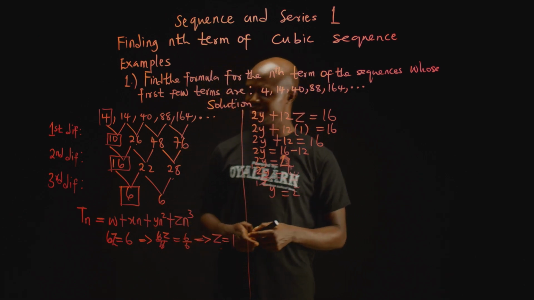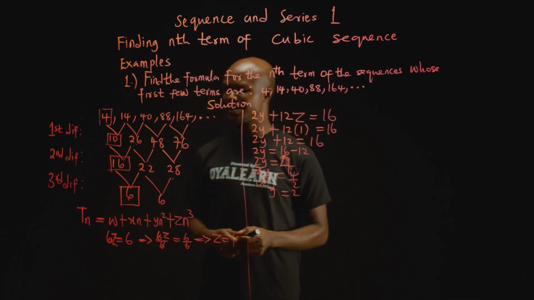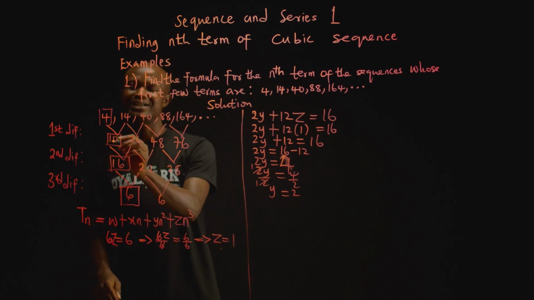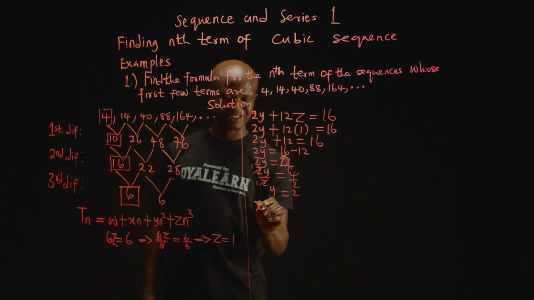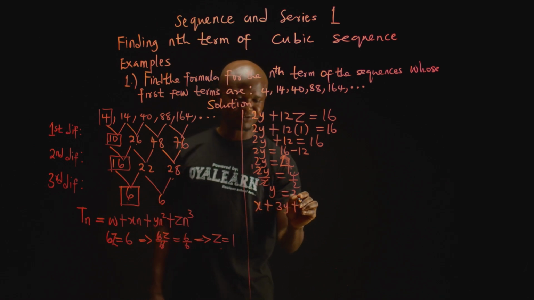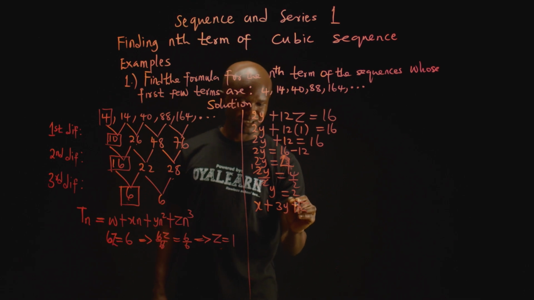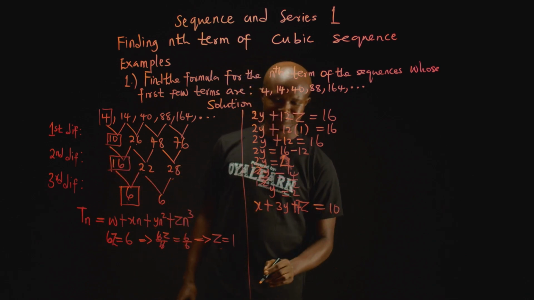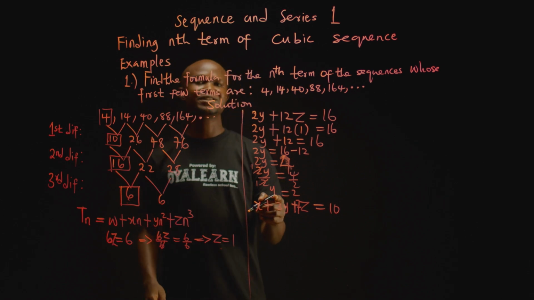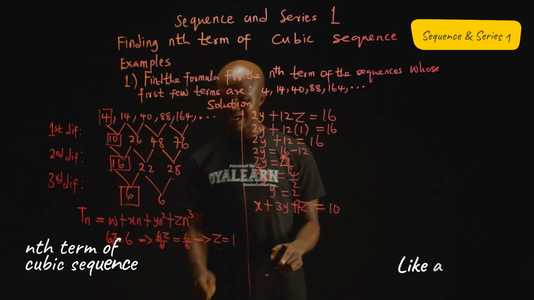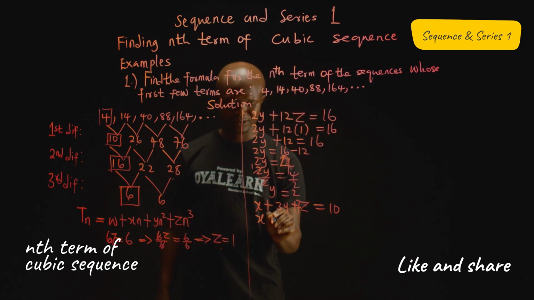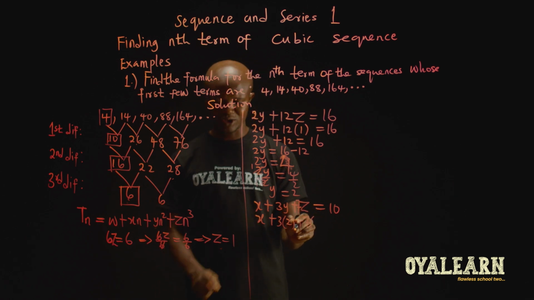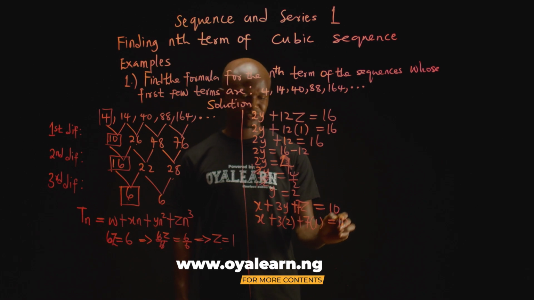So now we need to find the value of x also. How do we find the value of x? We have used this number, so we need to use 10 now. So this is x plus 3y plus 7z equals 10. Now, anywhere we see y, we put 2. And anywhere we see z, we put 1. Equals 10.